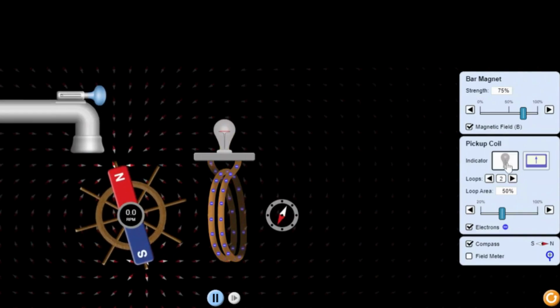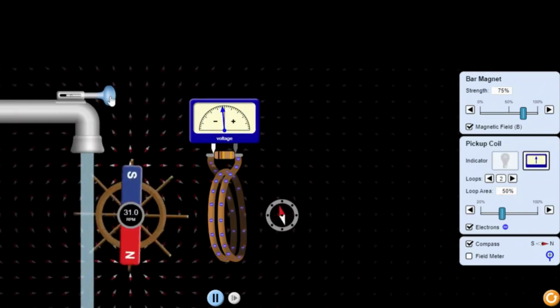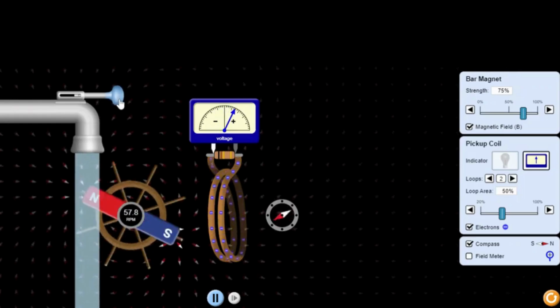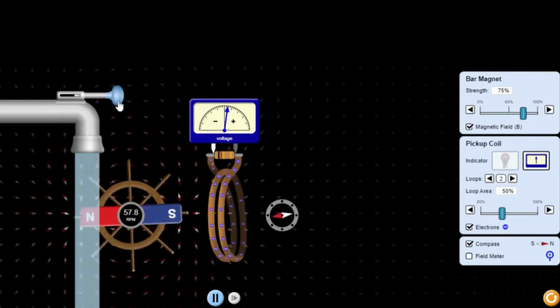The induced current is then transferred to a light bulb and a voltmeter, enabling students to observe and compare the characteristics of the induced current through these devices. This hands-on approach provides a practical and engaging way to explore the fundamental concepts of electromagnetism.